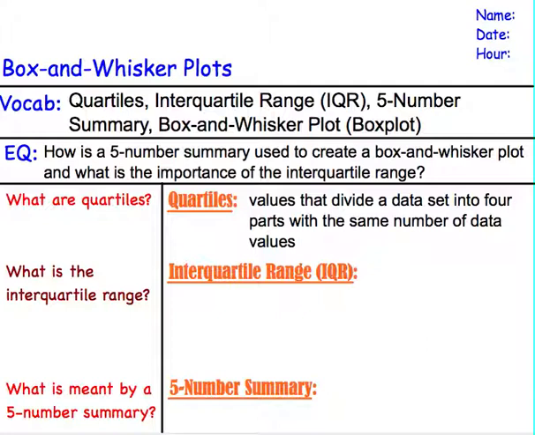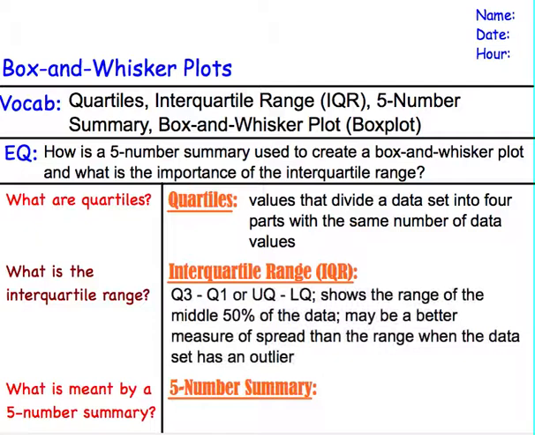And then from there we can find our interquartile range, which is taking the third quartile minus the first quartile, which you don't know what those are yet, but we'll show you how to get them, or upper minus lower for the quartiles. It shows the range of the middle 50% of the data, which actually may be a better measure of spread than the range if there's an outlier, because you're not factoring that outlier in.